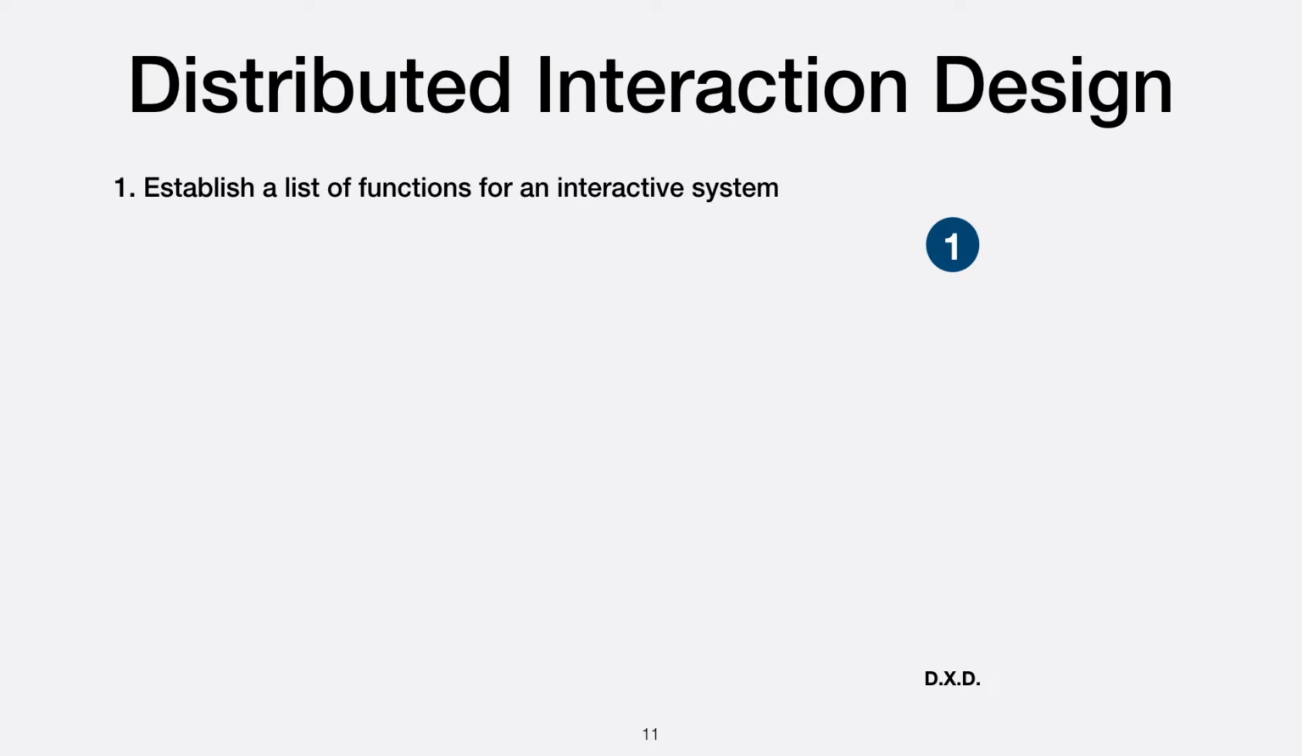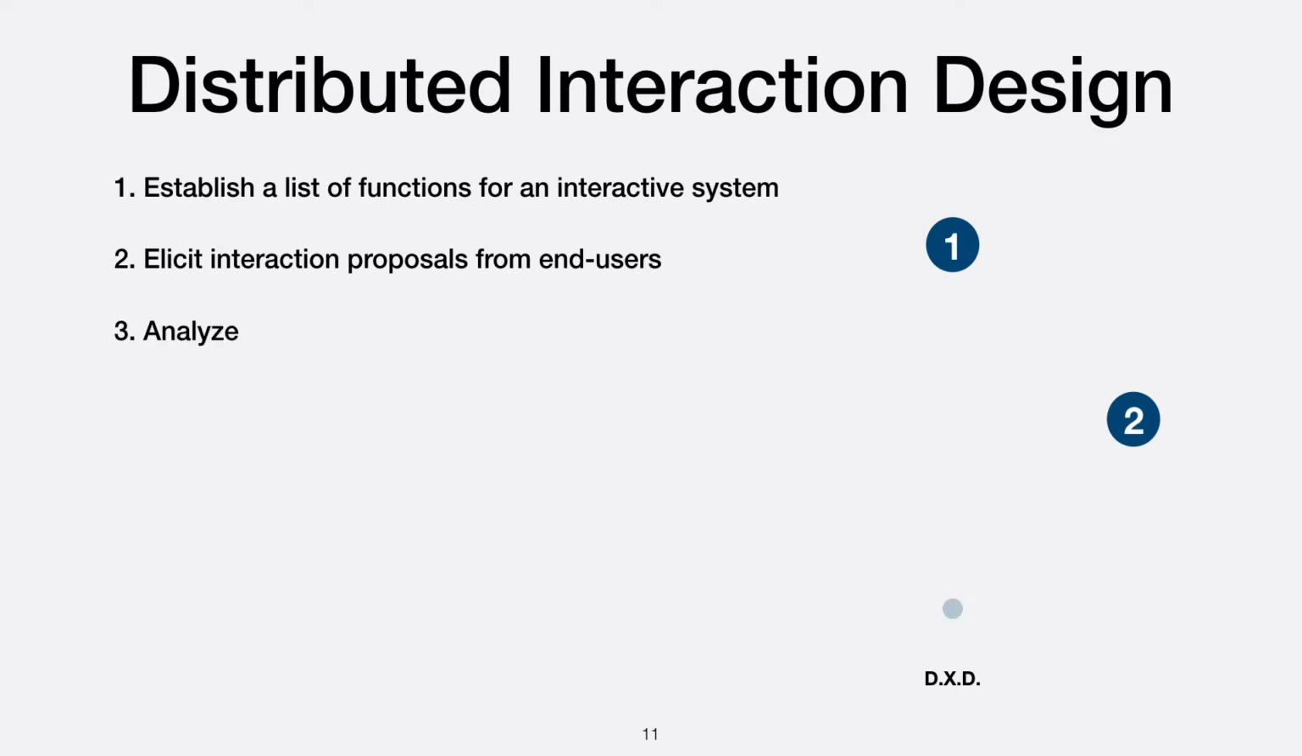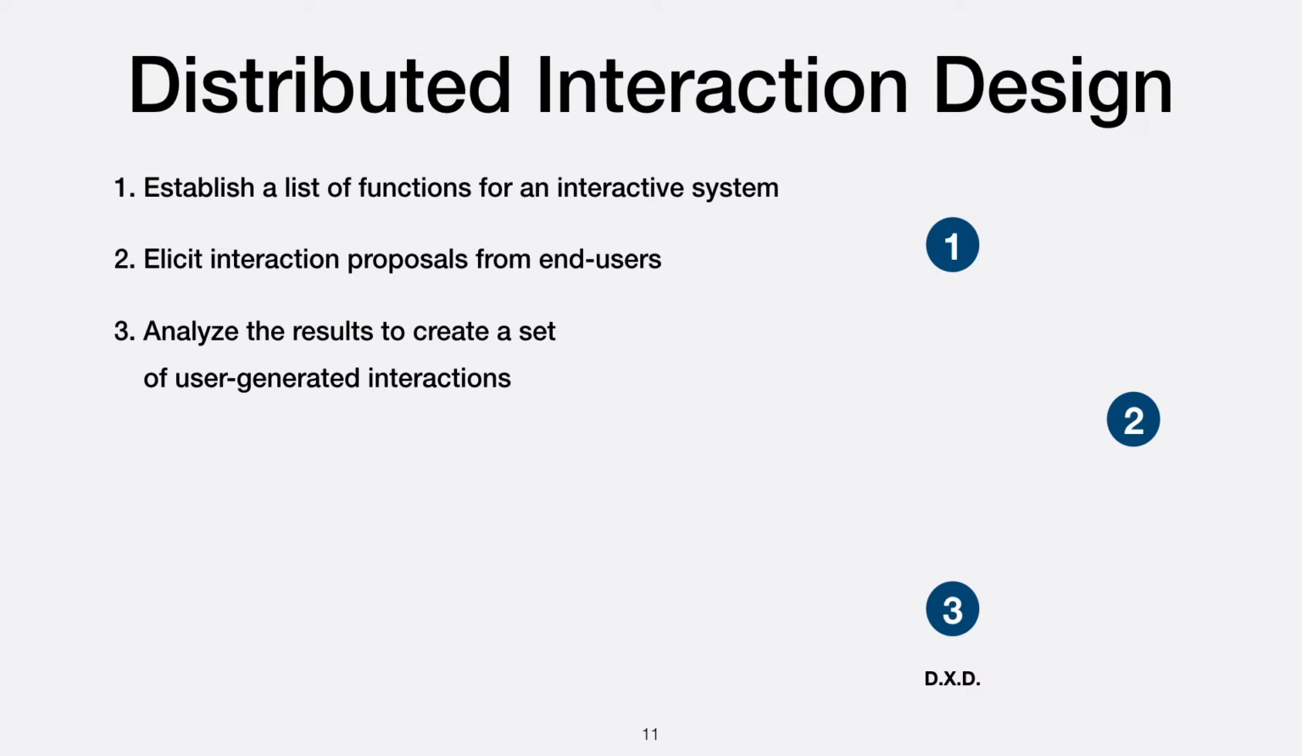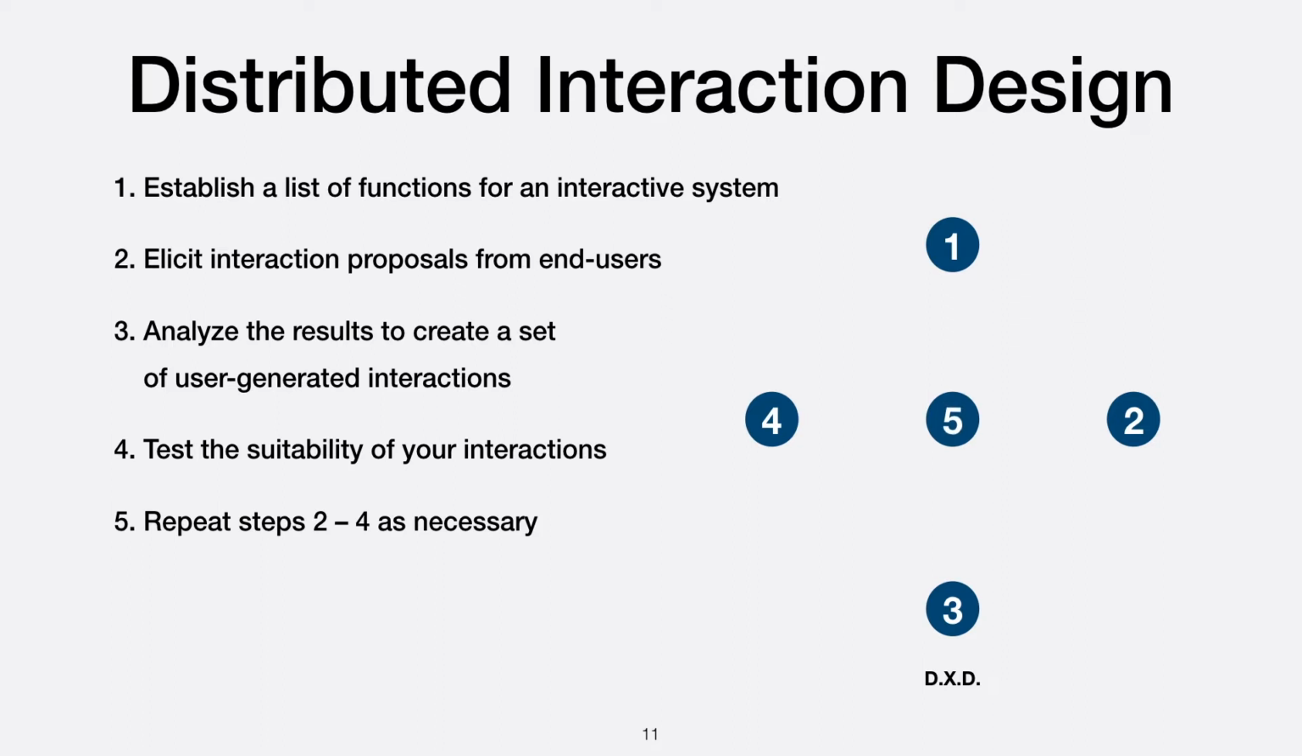So in the distributed interaction design process that I've put together, there are 6 steps to designing and evaluating interactions outside the lab. The first one starts by you establishing a list of functions for an interactive system. So in other words, the technology that you're making, what things does it perform? Then you would elicit interaction proposals from end users. Then you would analyze those results to create sets of user-generated interactions. And then you would test the suitability of your interactions that you got from your end users. After that, you would repeat steps 2 through 4 if there are interactions that are not very easily identifiable for given functions.